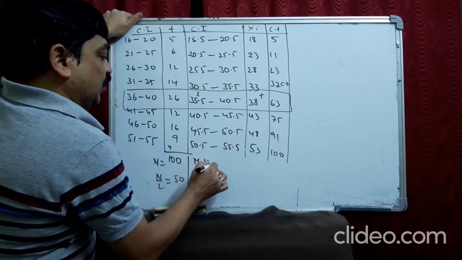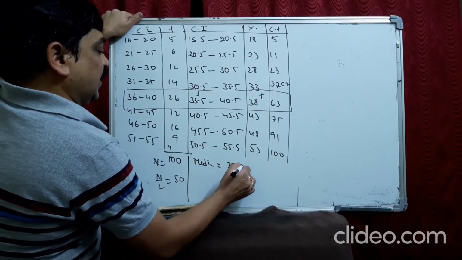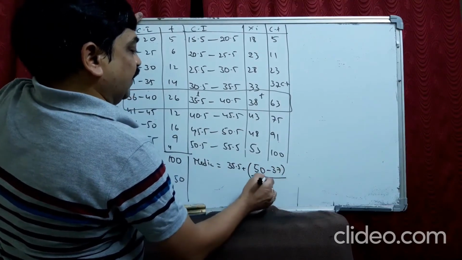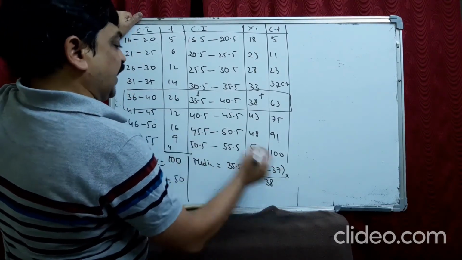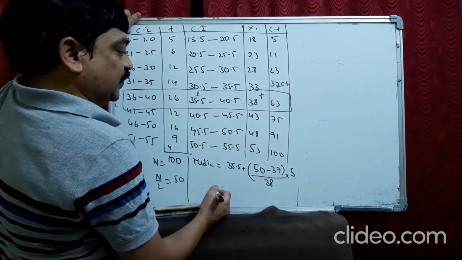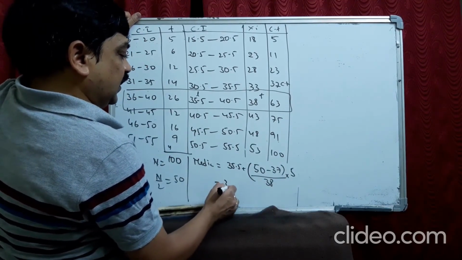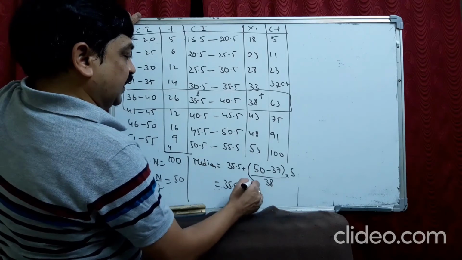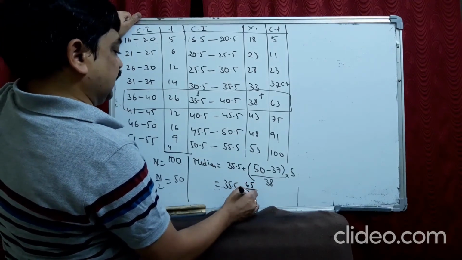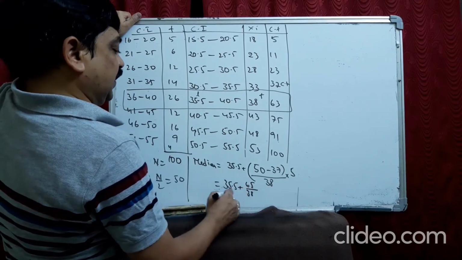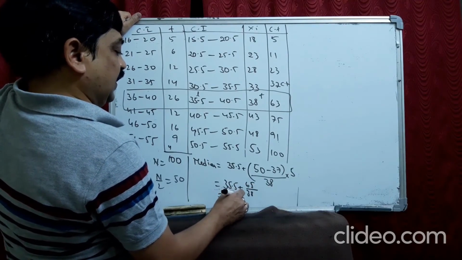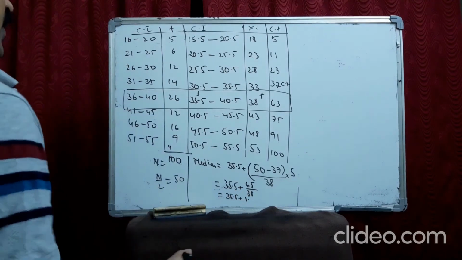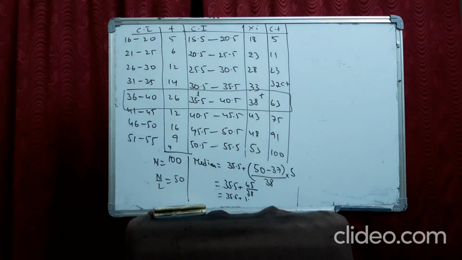So, what is the median? Let us find the median here. I am doing it directly. L is 35.5 plus N by 2, that means 50 minus CF 37, by F, which is 38, into H. H is 5 here. Now it becomes 35.5 plus 13 into 5, 65 by 38.